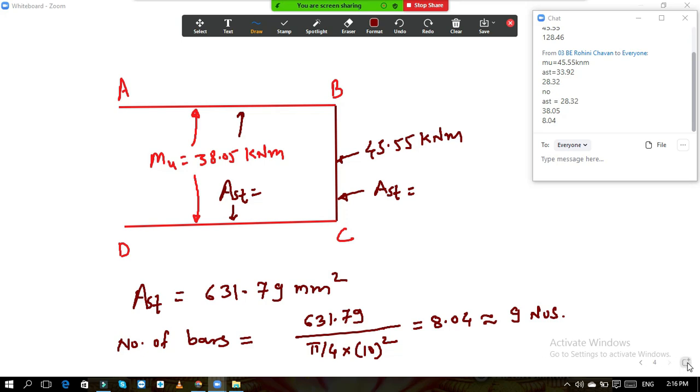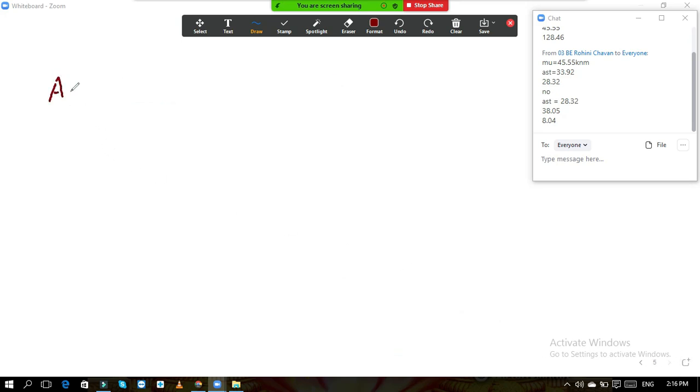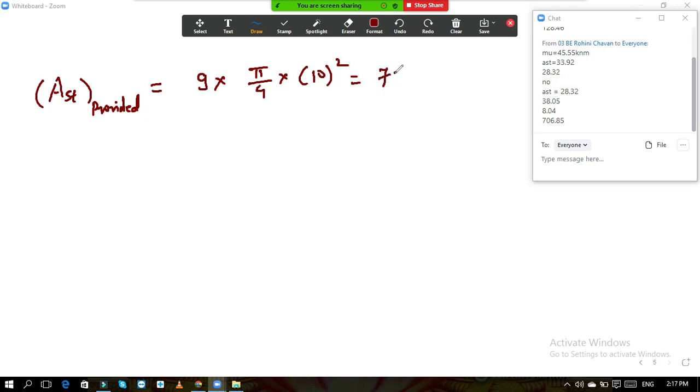So calculate the Ast provided. Ast provided is equal to 9 into pi by 4 into 10 square. If you calculate this, you will get 706.85 mm square. This is the area of steel which we have provided. Okay, so now we will move forward to the spacing calculation.